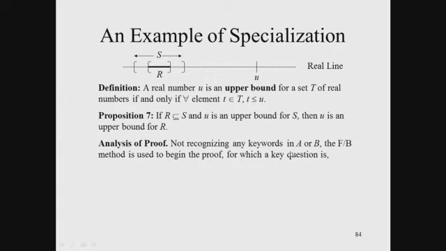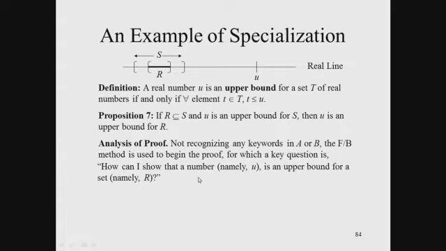Okay, so the key question is, how can I show that a number, namely U, is an upper bound for a set, namely R? Now we got to answer that question. How can you show a number is an upper bound for a set? This is, again, where we use definitions. It is so common to use a definition to answer a key question. So let's do that. Let's look at the definition here and apply it to the set R.